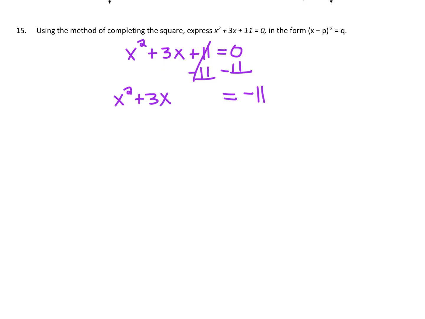We want to get just these 2 terms right here by themselves on the left-hand side of the equation. The reason we do that is so that we can put our own little number here. We want to create what we call a perfect square trinomial. In order to do that, we look at our middle term here, this 3, and we want to take half of that number. I'm going to do this off to the side.